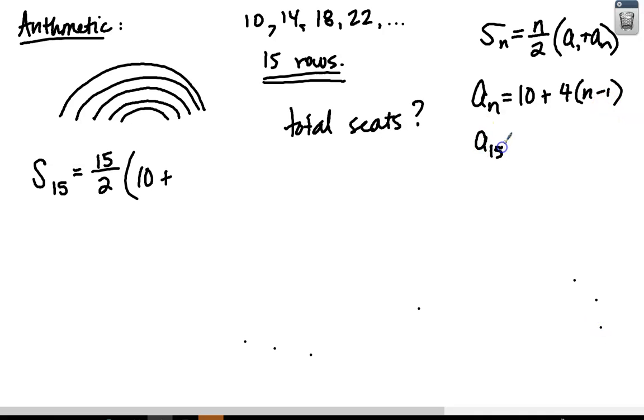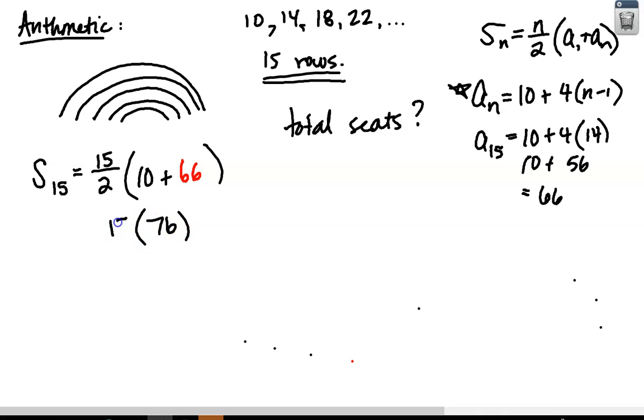So we need the 15th term. Oops, that's supposed to be a 14. So then my 15th term ends up being 66. I needed this rule so that I could get this term and plug it in over here, because I needed the last term, the 15th term. Okay, so then I end up with 76 times 15 over 2, and I get 570 seats.